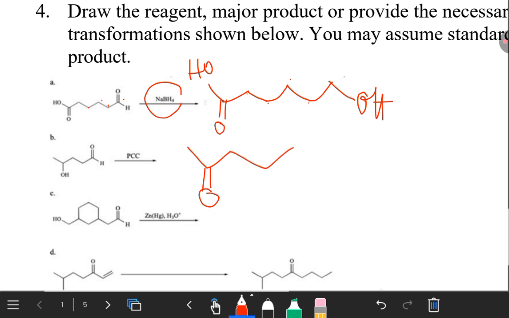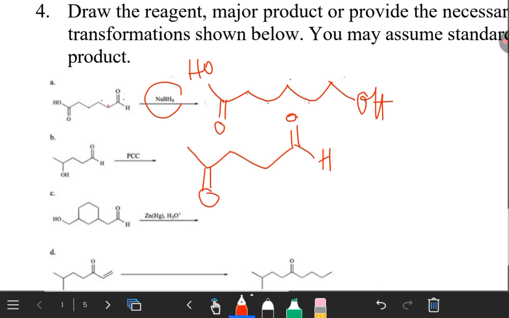Then we said pyridinium chloride does not oxidize aldehydes. So at that end position, we are simply going to have the same aldehyde like that. Okay, so this is the product for the second one.